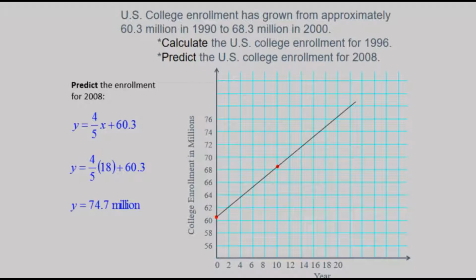74.7 million. We also could have used our graph, drawing a vertical line at 18, which again, 1990 plus 18 is 2008, and once reaching the line, reading horizontally over to determine the college enrollment in millions. If a graph passes through points that are extended to predict future values, we call this process extrapolation.